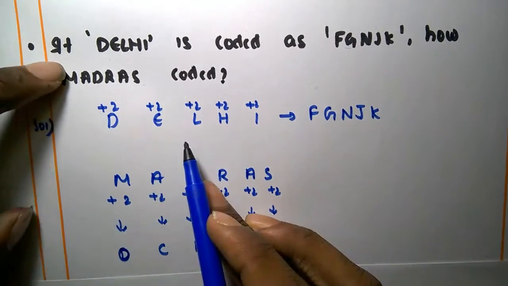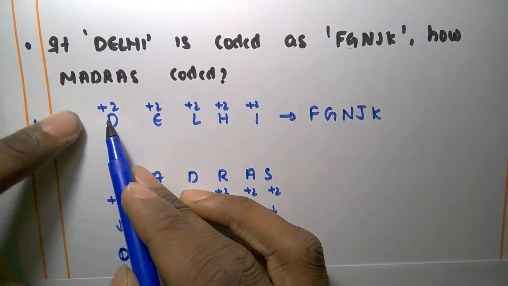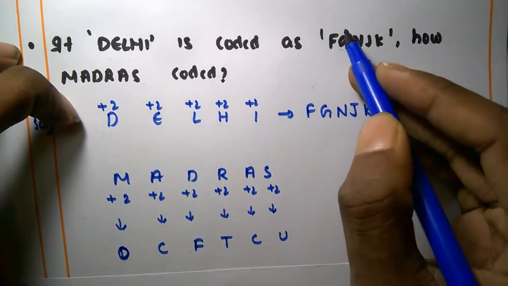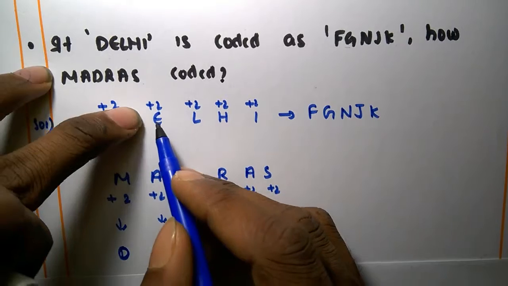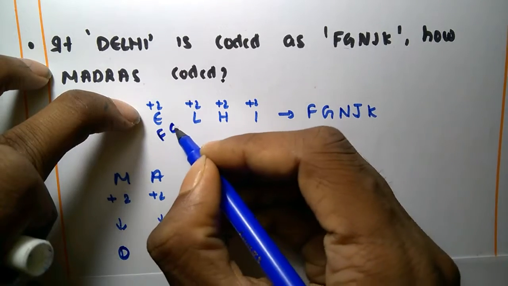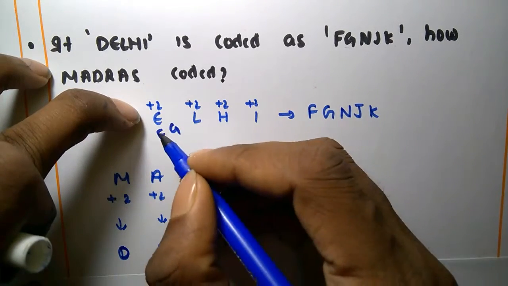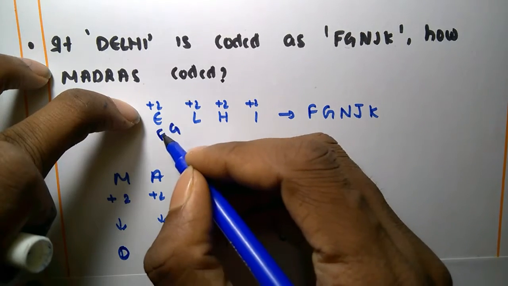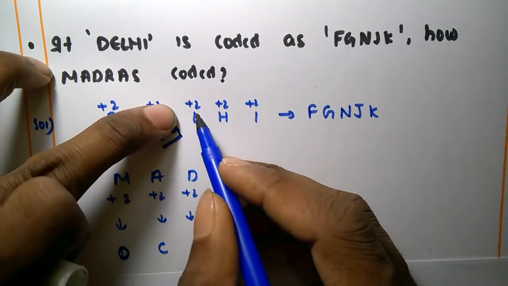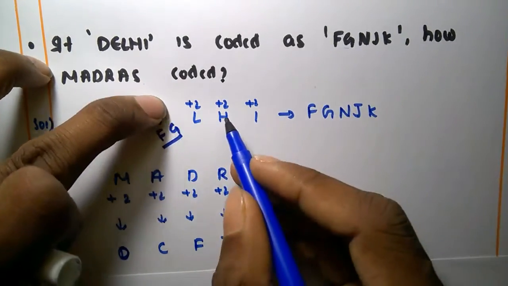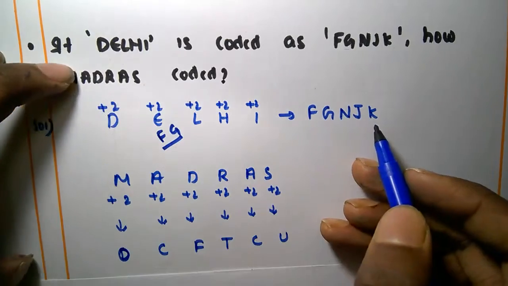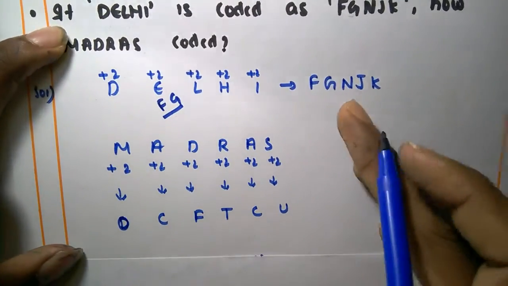So first, we check DELHI. For D, we should add +2 so that we get F. And we add +2 for E, that means F and G. The next alphabet of E is F, and the next alphabet of F is G, that means +2. After 2, G comes, guys. And for L, add +2, then N comes, and add +2 for H, and J comes. Add +2 for I, K comes, guys. So we have decoded this.